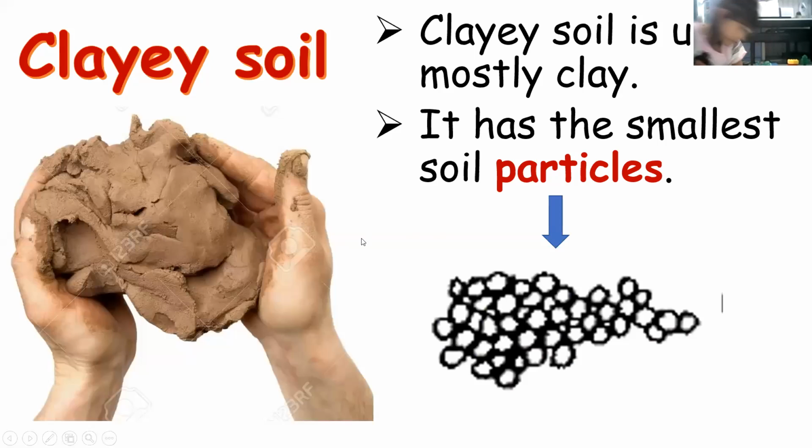Next, clayey soil. We're almost there because we will be talking only about three. Clay soil is made up of mostly clay, right? It has the smallest soil particles. Remember, what is the largest? Sandy soil. The smallest? Clay soil.